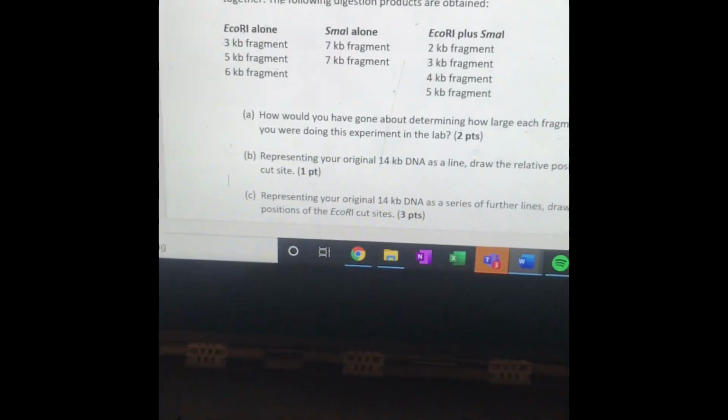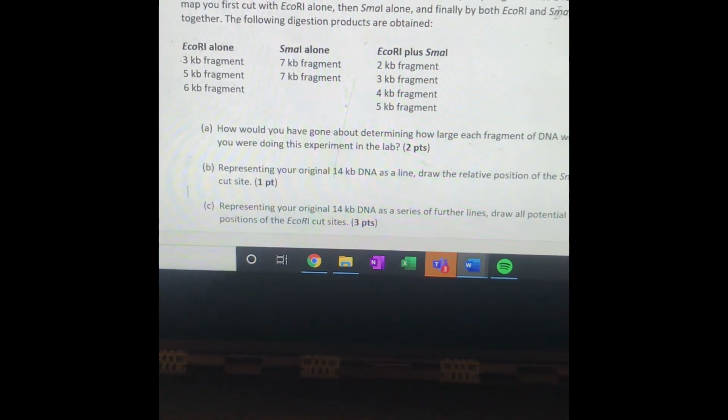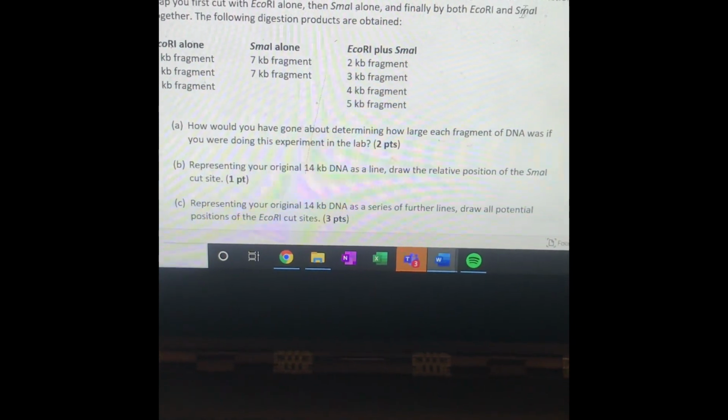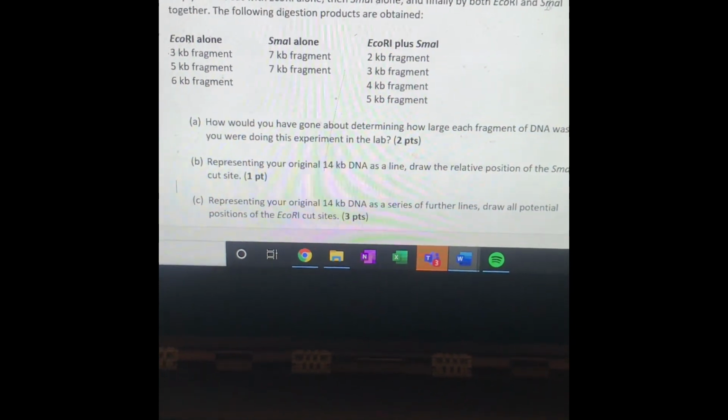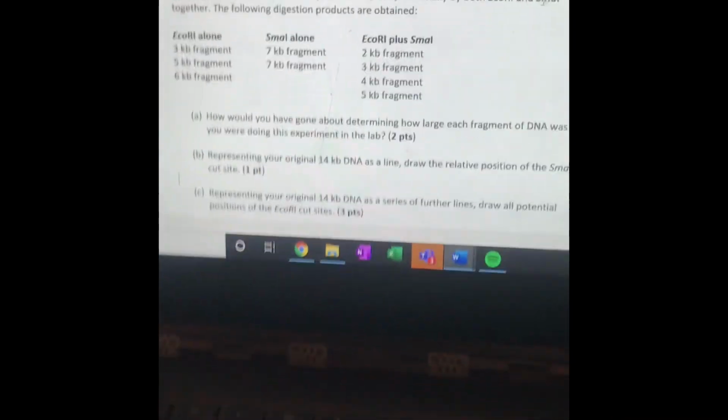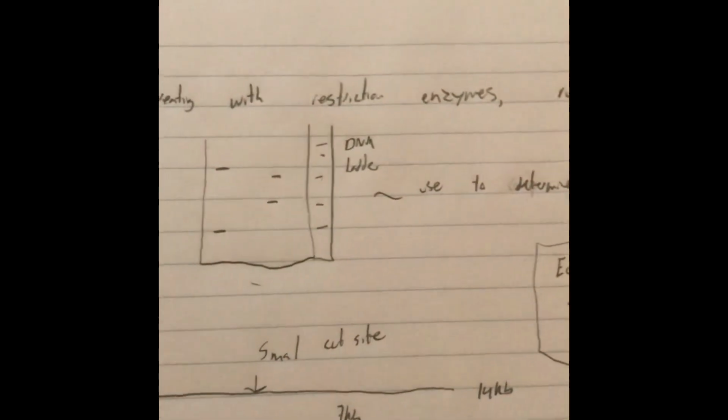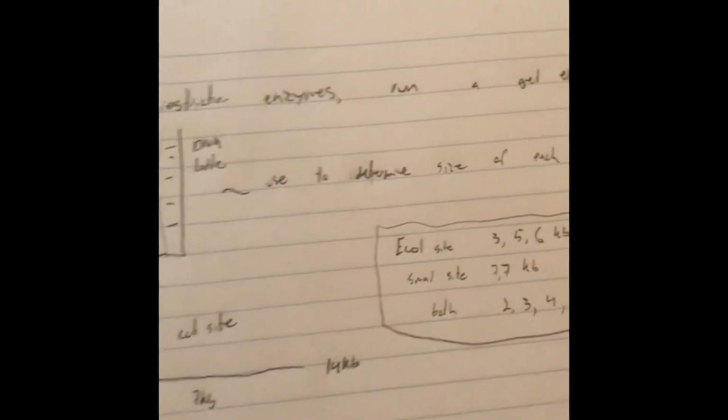Okay, actually, let's just dive into question A. How would you have gone about determining how large each fragment of DNA was if you were doing this experiment? For testing how large DNA fragments are, the most popular way to do this is through gel electrophoresis. And so after we treat with our restriction enzymes, we could run a gel.